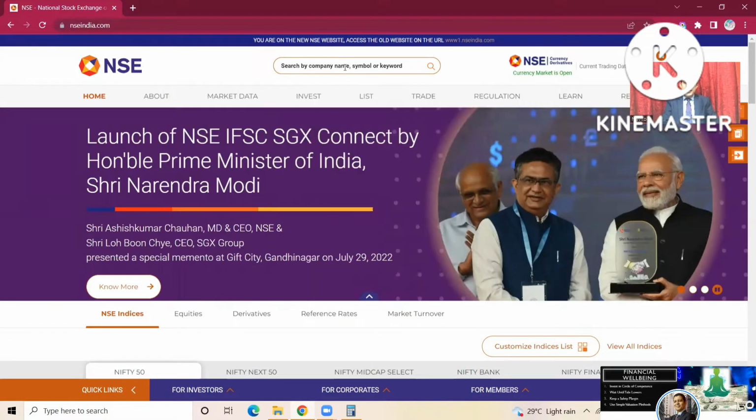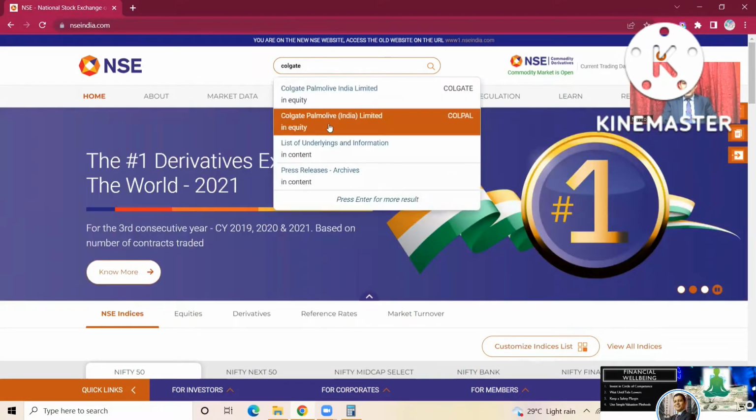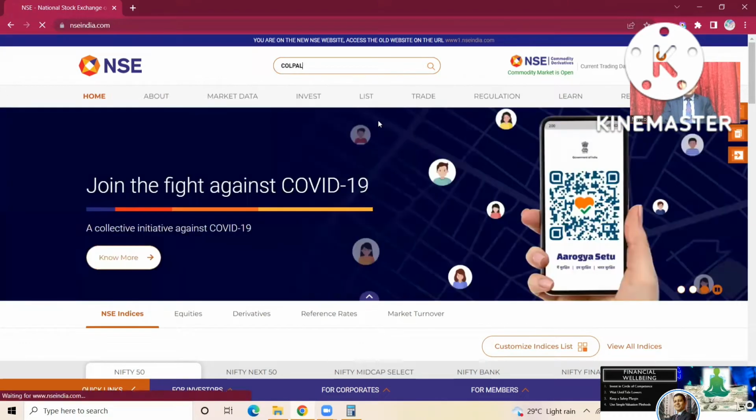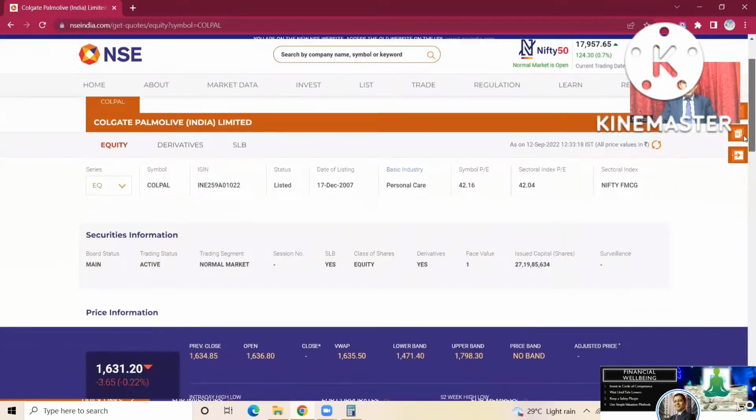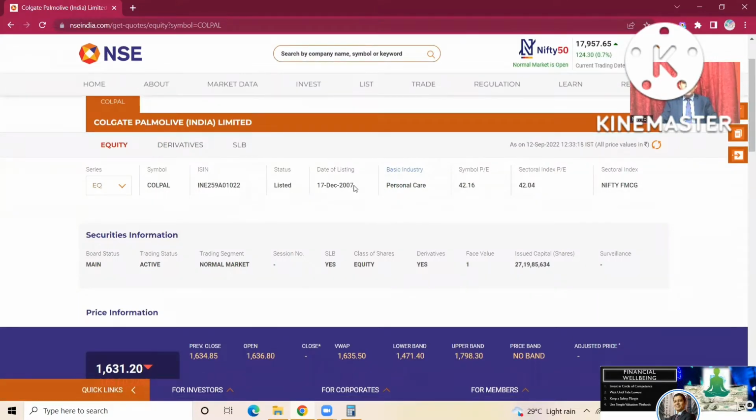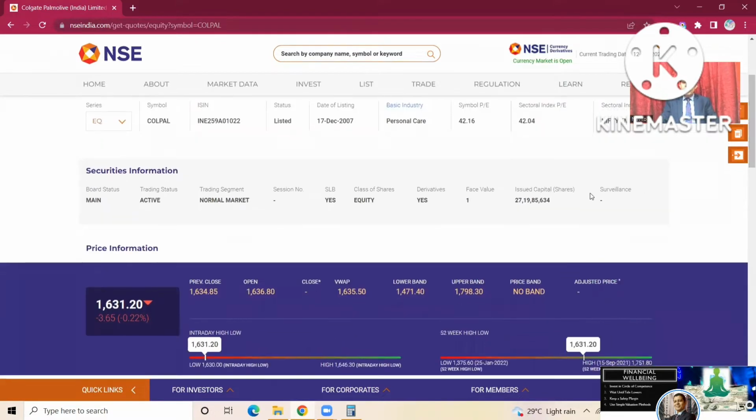For this example, let us take Colgate-Palmolive. Let me browse to Colgate-Palmolive India, of course. And we see that the date of listing was 2007, in the personal care and FMCG sector. Then we have the total number of issued shares, which is what we wanted to see: 27,19,85,634, about 27 crores in fact.